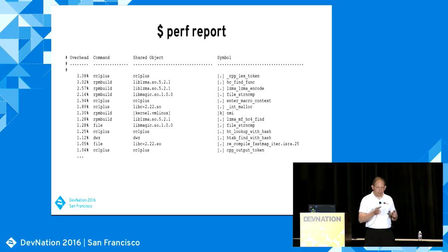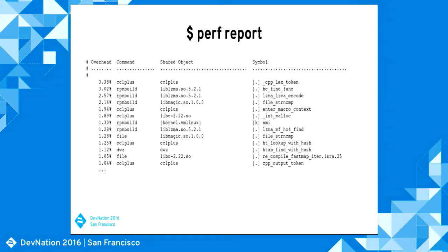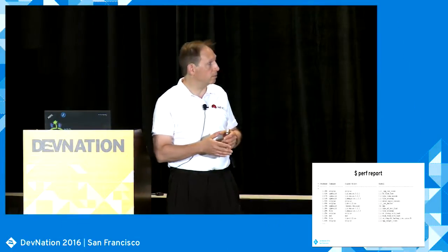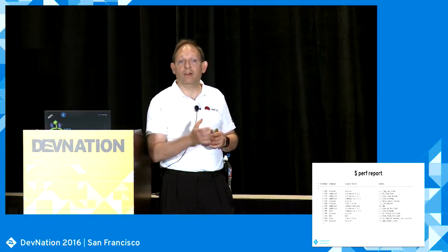Assuming you have the debug info installed, you can get output like this. What we're seeing here is, on the left column, the percentage of the samples. The next column is what executable those samples were in. The next one is which shared library, because when you load an executable, it may have shared libraries that are loaded with that executable. That's the third column. And the last column is the actual symbol name or the function name.